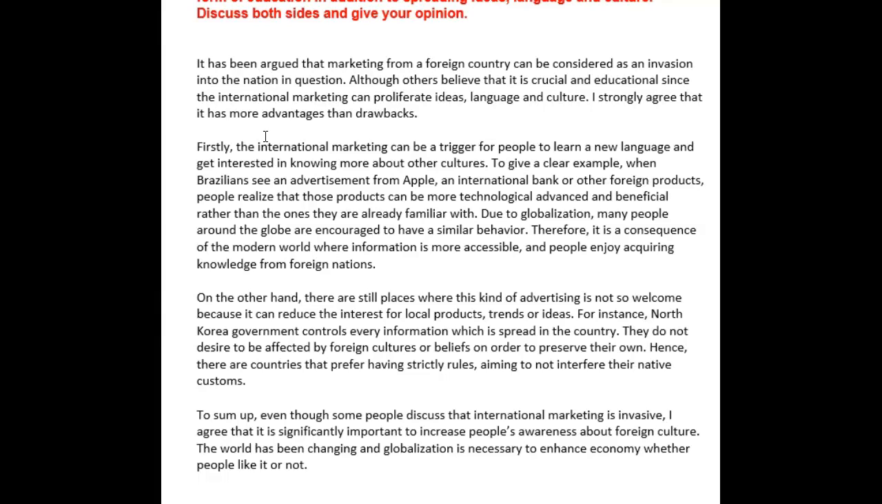To give a clear example, when Brazilians see an advertisement from Apple, an international bank, or other foreign products, people realize that those products can be more technologically advanced and beneficial rather than the ones they are already familiar with. Due to globalization, many people around the globe are encouraged to have a similar behavior. Therefore, it is a consequence of the modern world where information is more accessible and people enjoy acquiring knowledge from foreign nations. Okay, I like a lot of this.